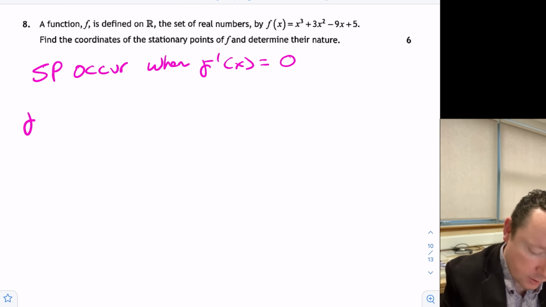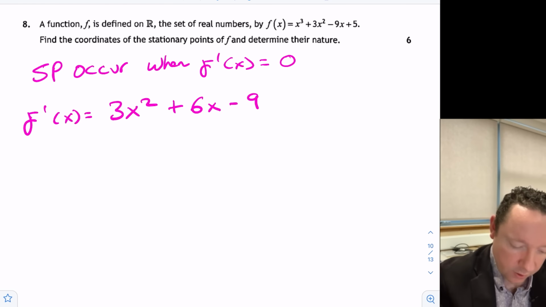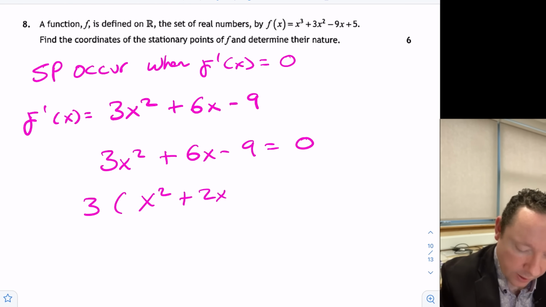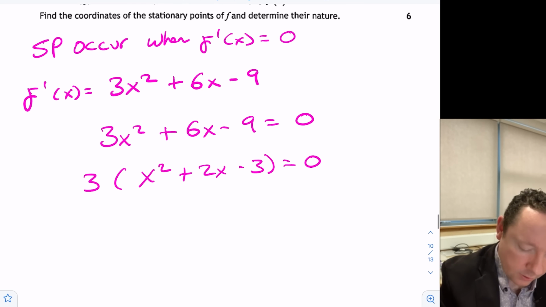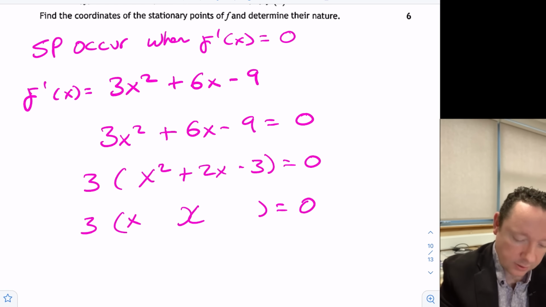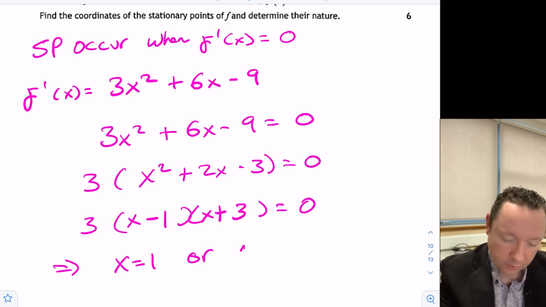So f dash x is equal to 3x squared, 2 times 3 is 6, so plus 6x minus 9, and then the 5 disappears. So we're saying 3x squared plus 6x minus 9 equals 0. 3 is a common factor, so we get x squared plus 2x minus 3 equals 0. Keeping our common factor, a standard one to factorise. We've got x and x. It has to be 3 and 1. And plus 3 minus 1 is 2. So that implies x minus 1 is 0, so x equals 1, or x plus 3 is 0, so x equals minus 3.